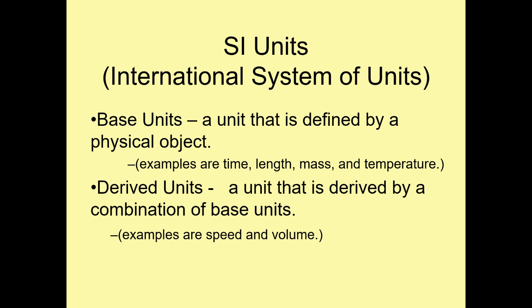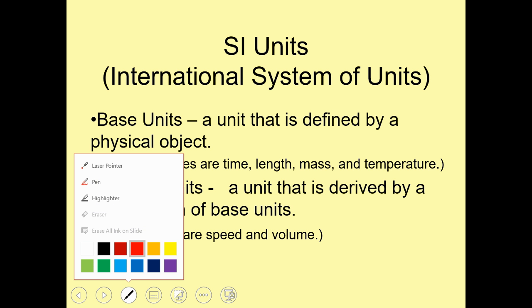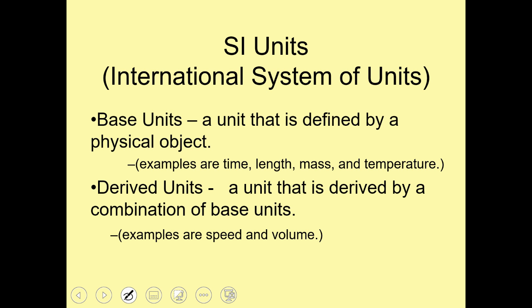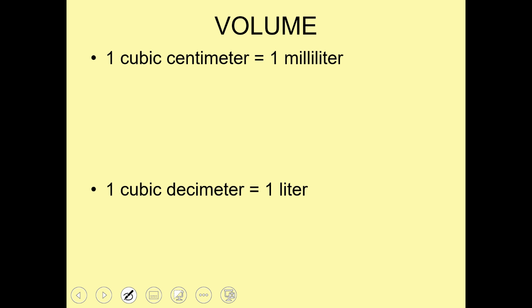Now, within the international system, there are base units, okay? Those are things that are defined by a physical object, like they have a platinum rod that is exactly a certain length. And then there are derived units that are basically gotten by a combination of different units, like speed and volume. Speed being a distance unit and a time unit like meters per second. Let me show you how volume is derived from a different unit.